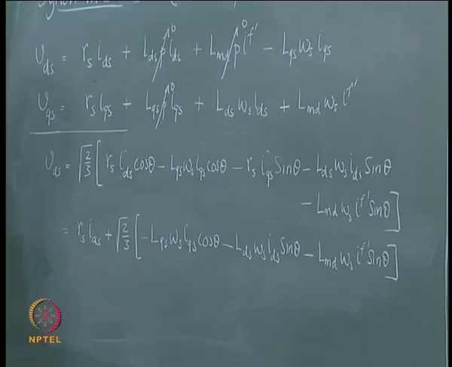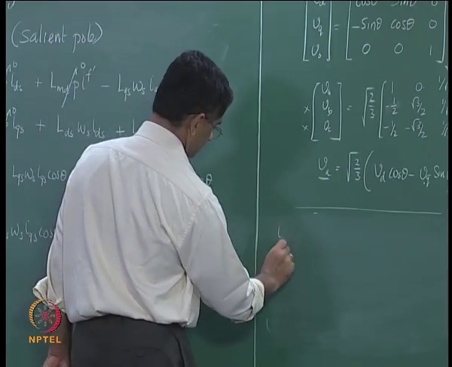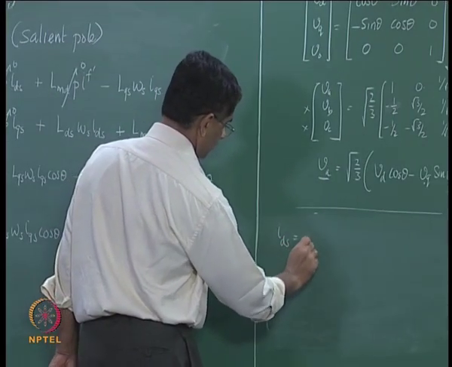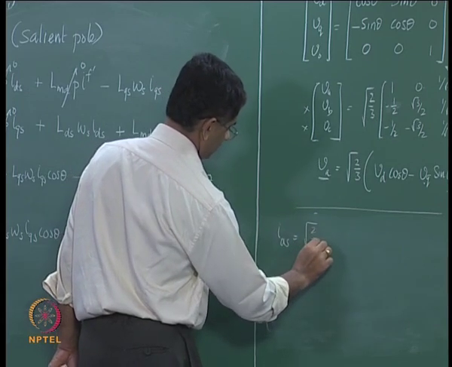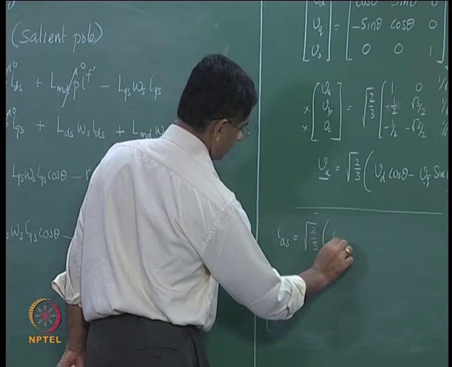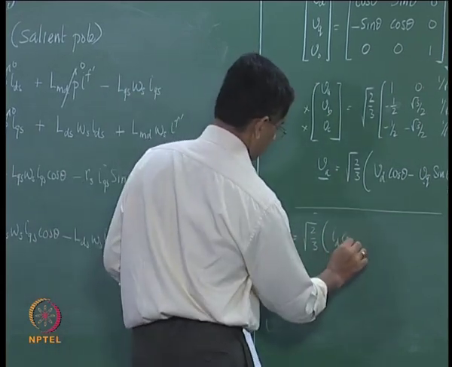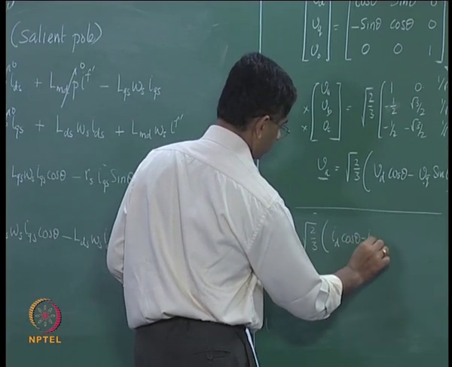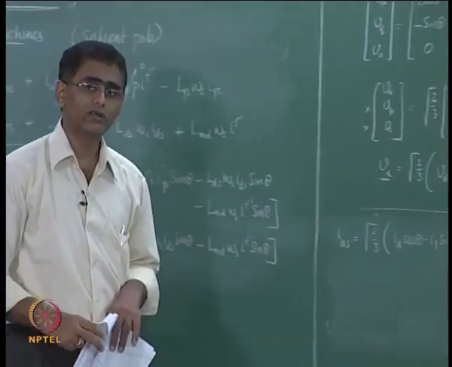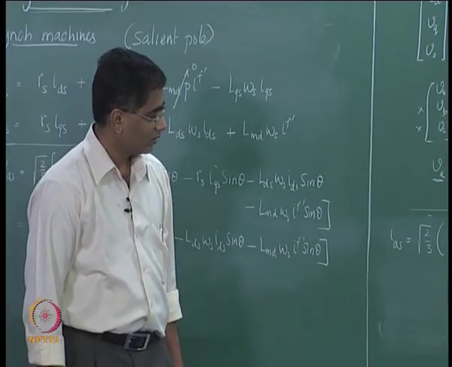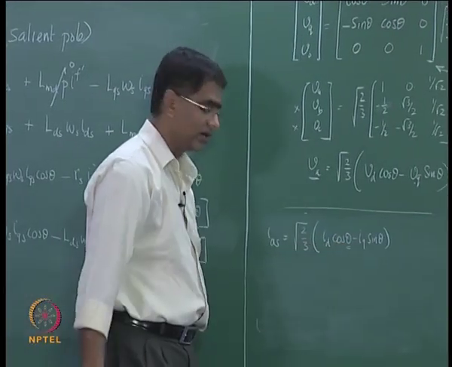Now we know that Ias is root of 2 by 3 into Id cos theta minus Iq sin theta, that is already written there. So having written it in this form, what we can see is theta is nothing but omega s into time.